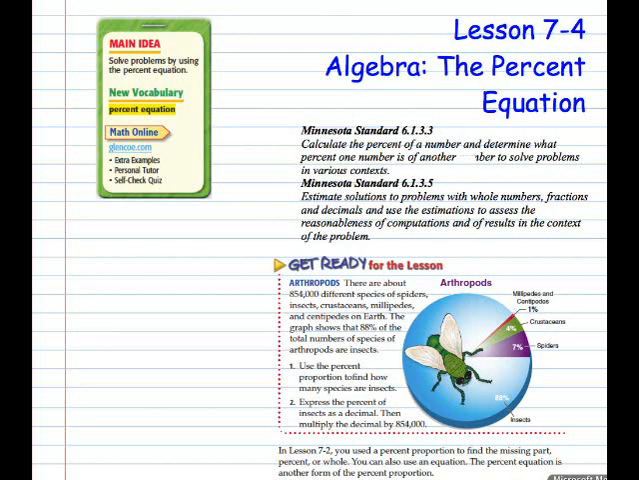Lesson 7.4, Algebra, the percent equation. There are about 854,000 different species of spiders, insects, crustaceans, millipedes, and centipedes on Earth. The graph shows that 88% of the total numbers of species of arthropods are insects. Use the percent proportion to find how many species are insects.